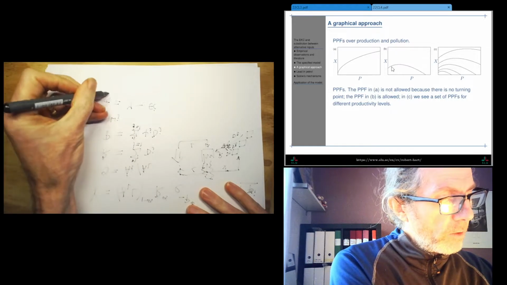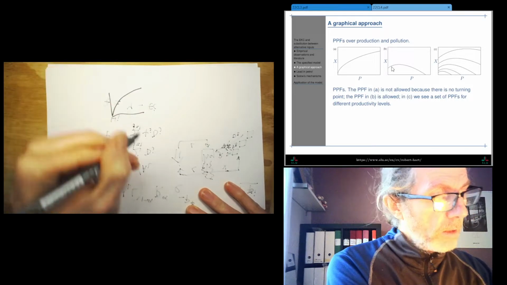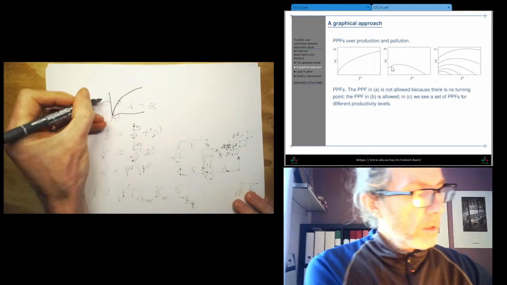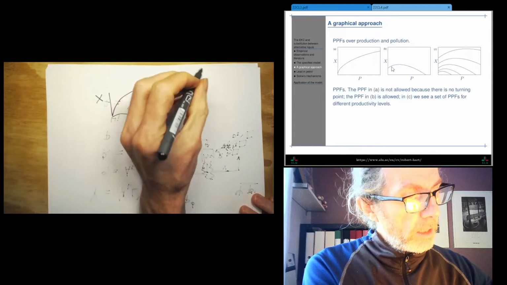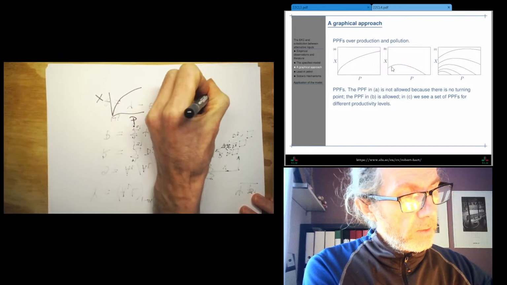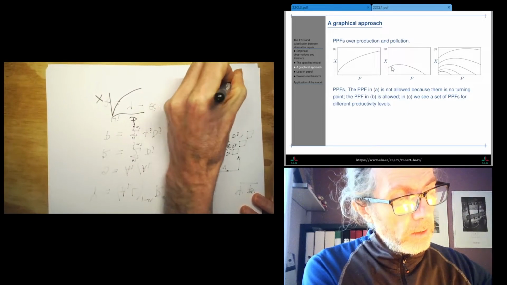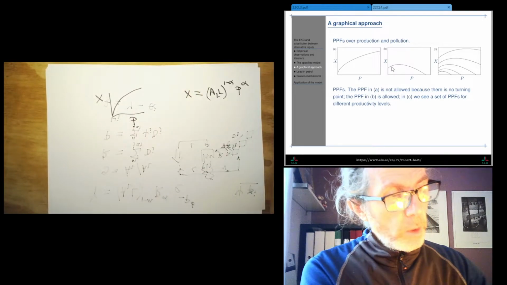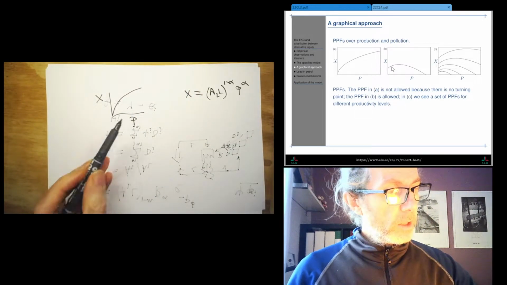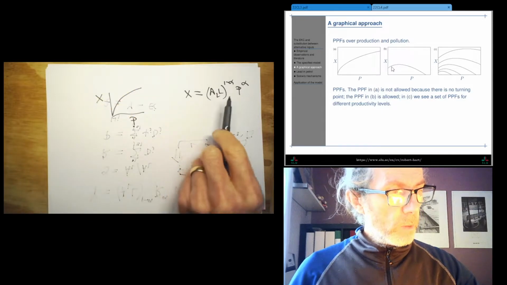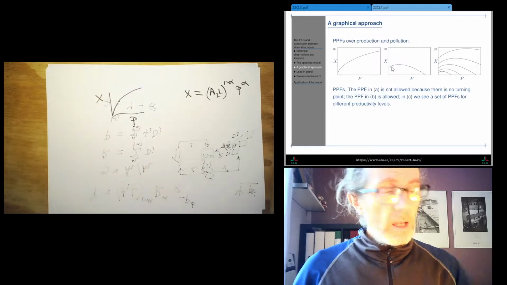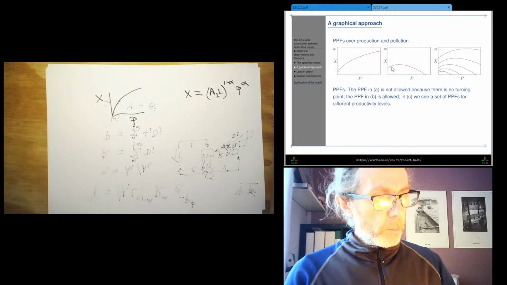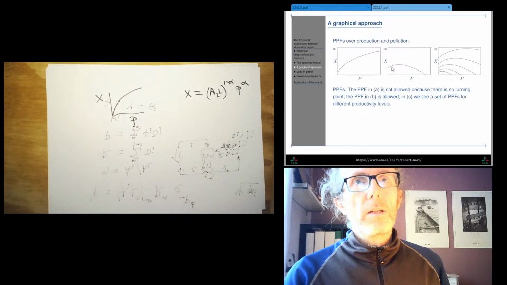The first picture on the figure would be if we just had X is AL to the 1 minus alpha P to the alpha, where P is pollution. Then you'd get something like this, for given labor and given productivity. And that doesn't make sense, right? Because pollution isn't an input. Okay.